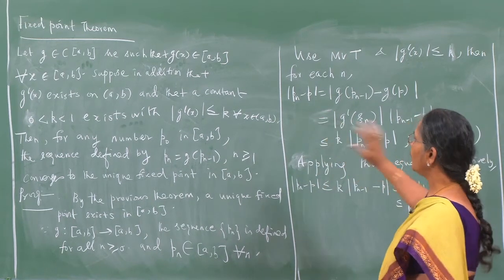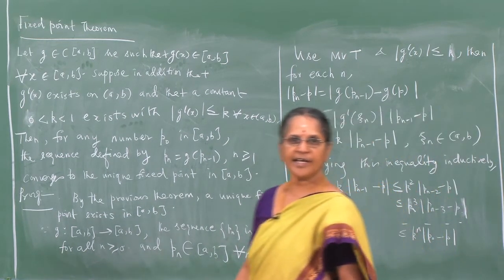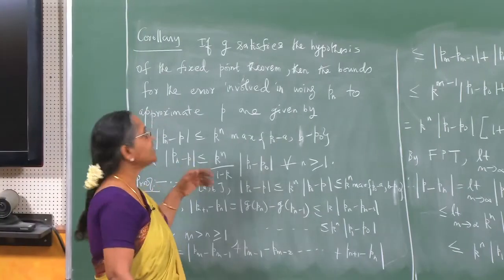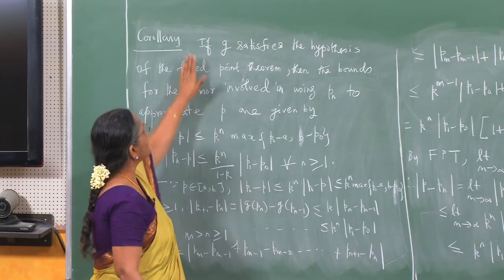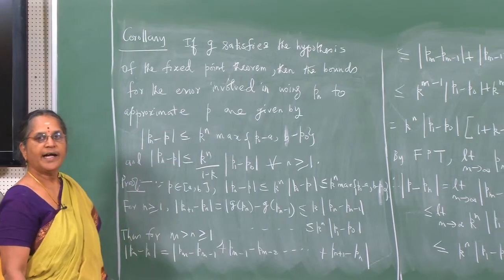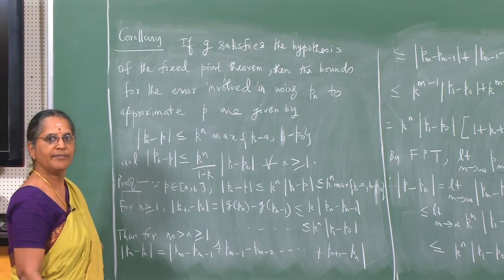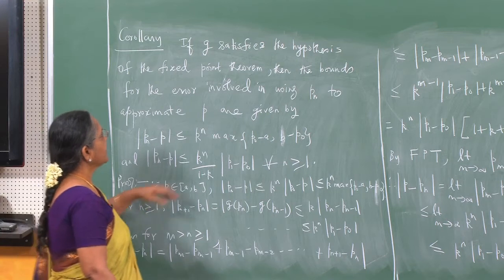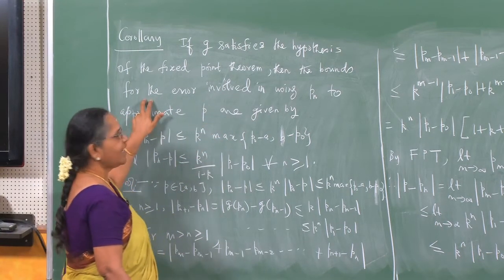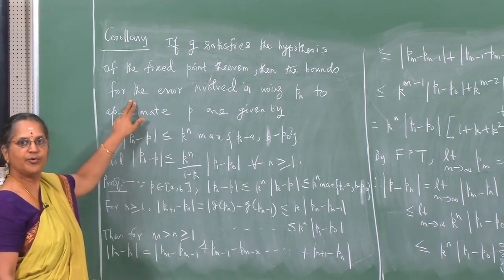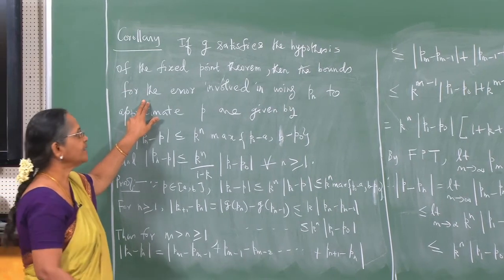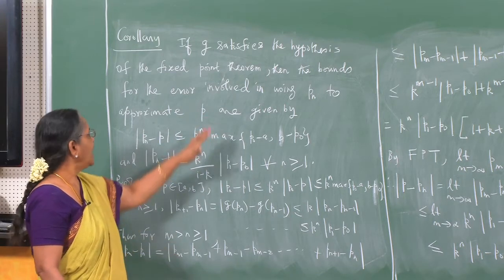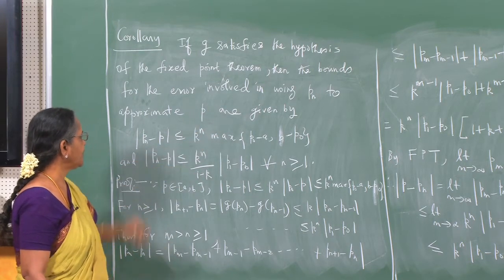This result also has the following corollary. So, let us look into the result of the corollary. The corollary says, if G satisfies the conditions given in the fixed point theorem, which we have proved just now, then the bounds for the error involved in using Pn to approximate the fixed point P are given as follows.